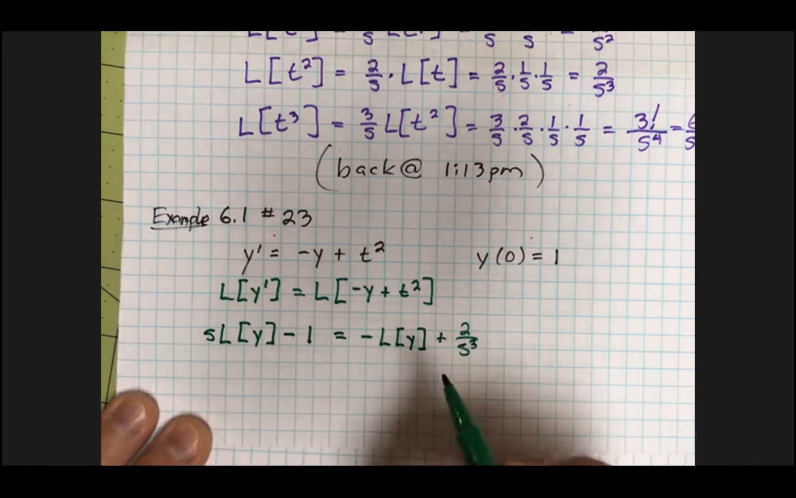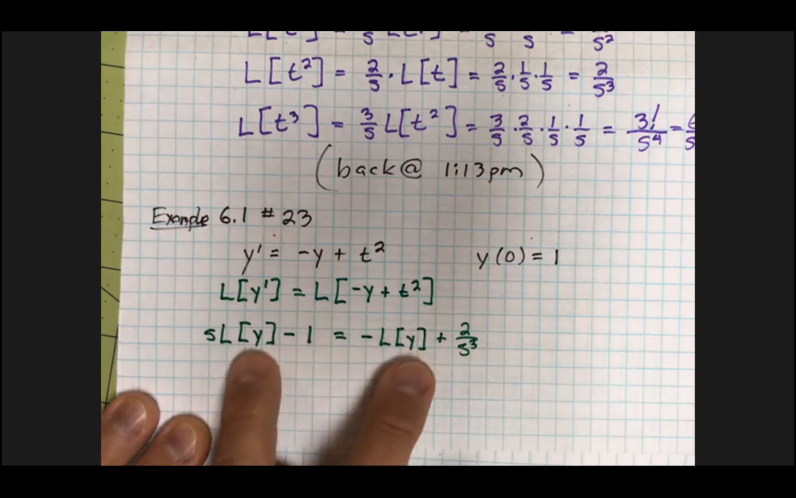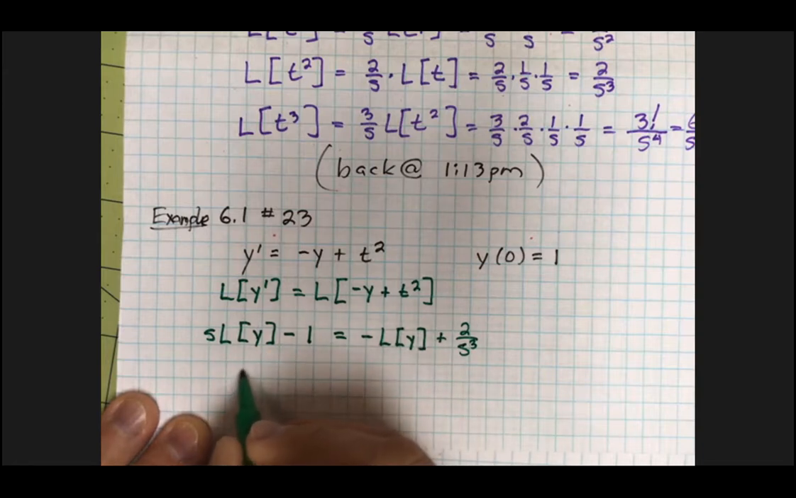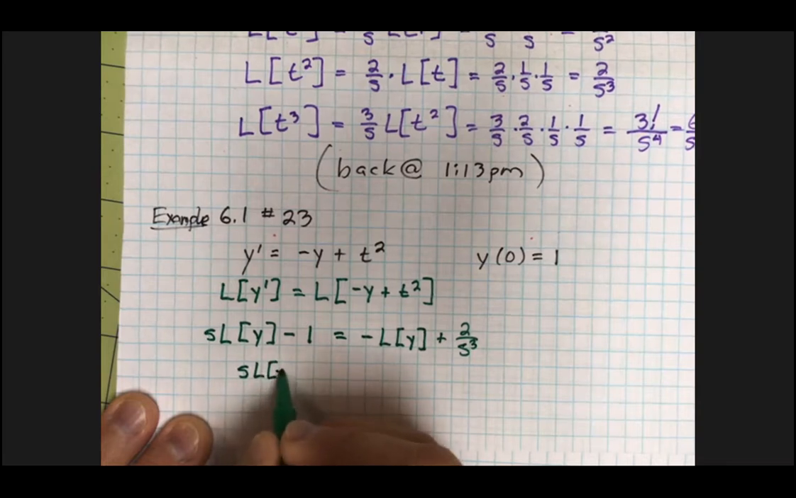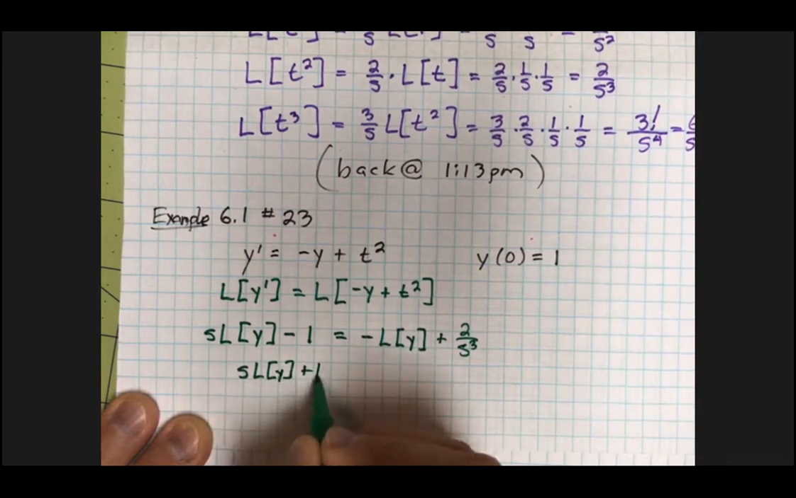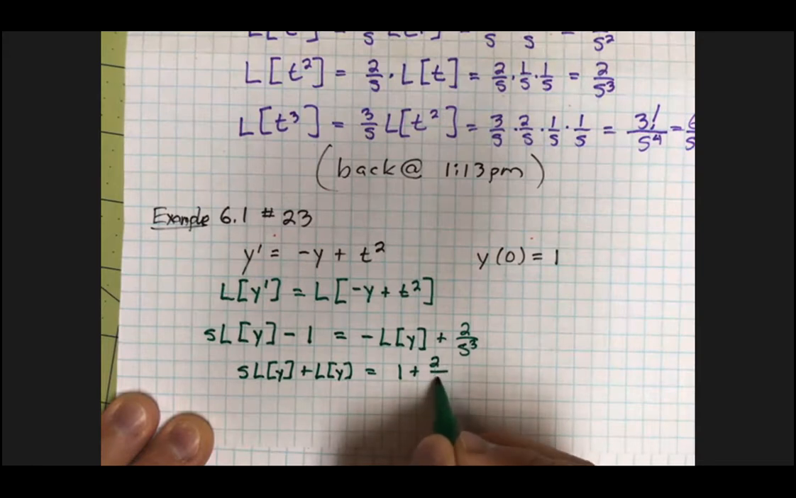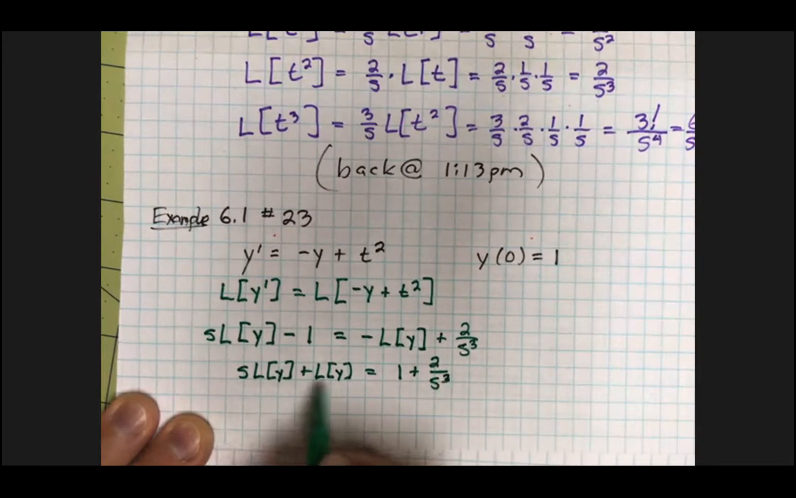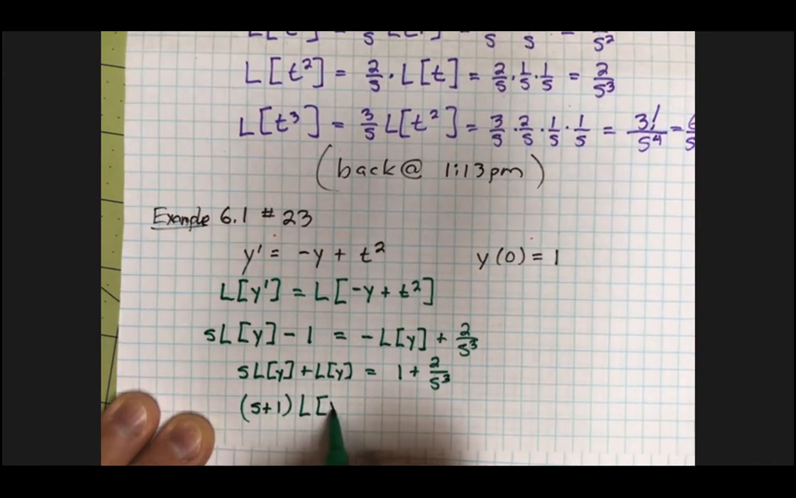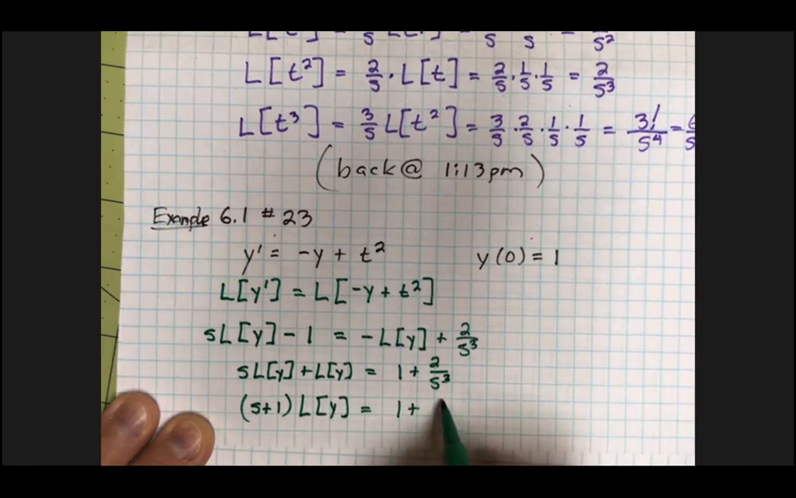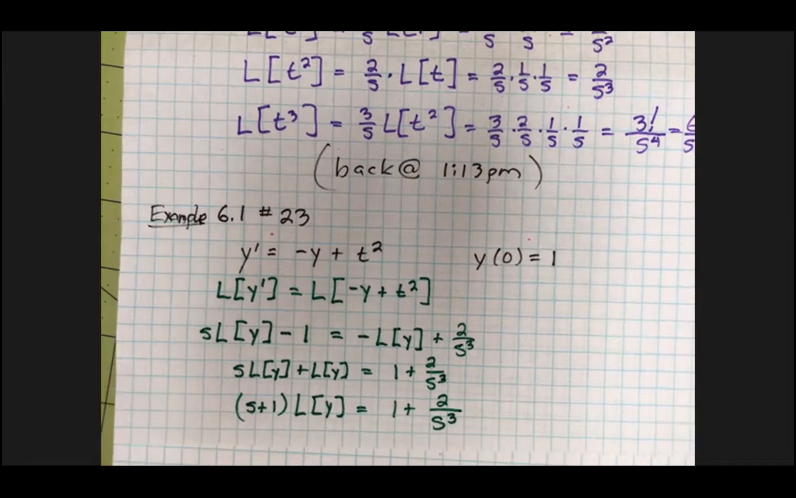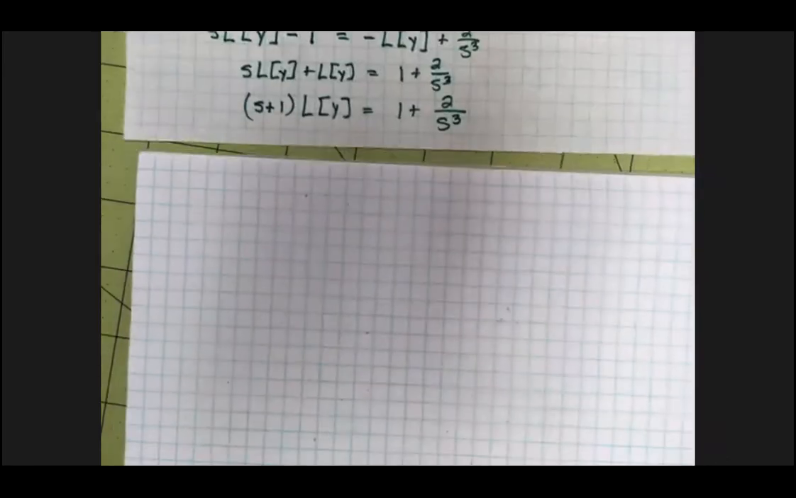Now you're going to get used to this drill. There's my Ly. I'm going to bring them together so I can isolate them, and put everything else on the other side. You're even going to get used to factoring out the Ly quickly later, but I'll show you the factoring step a couple times today. Both pieces have an Ly, so I factor out the Ly. That leaves s plus 1. Now I can divide by s plus 1 and decode my Laplace transform.